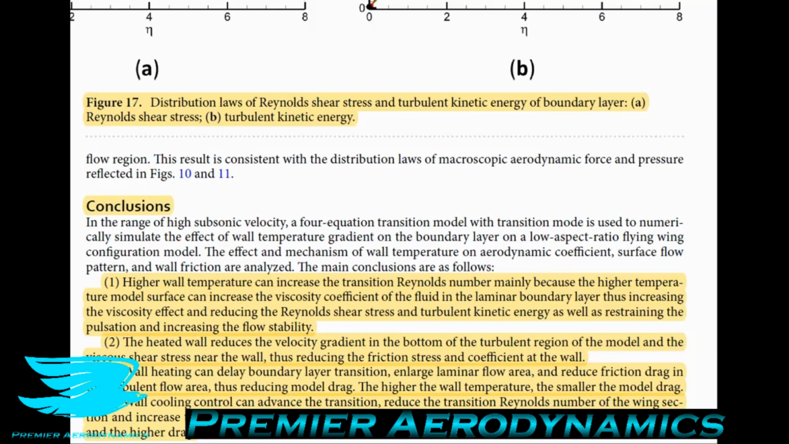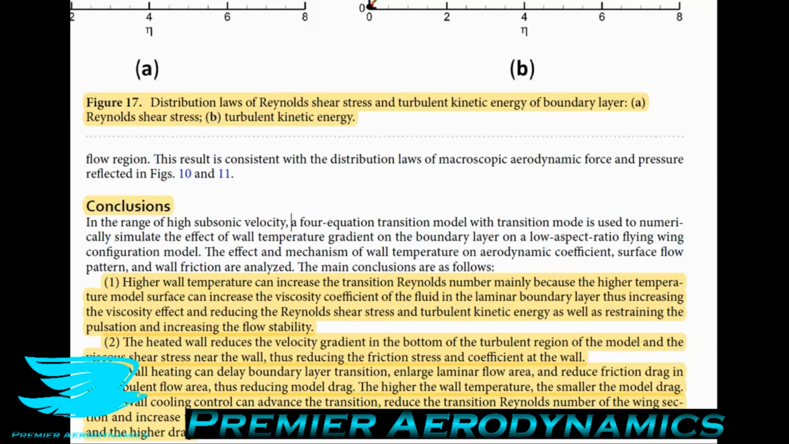The second conclusion is that the heated wall reduces the velocity gradient in the bottom of the turbulent region of the model and the viscous shear stress near the wall, thus reducing the friction stress and coefficient at the wall. Wall heating can delay boundary layer transition, enlarge laminar flow areas, and reduce friction drag in the turbulent flow area, thus reducing the model drag.